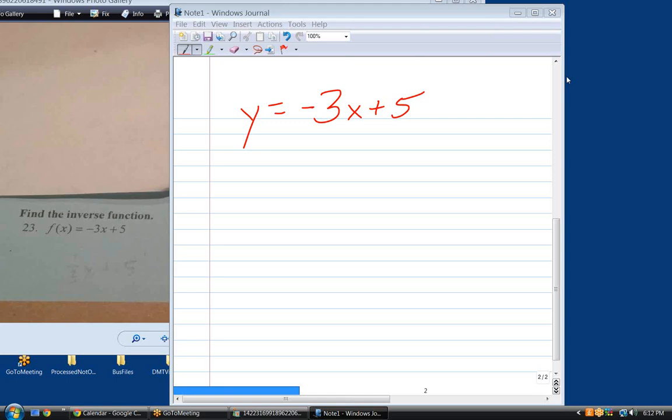X and Y. You switch the variables. That's step one. When I say switch the variables, it's just straightforward. Wherever X is, put a Y. Wherever Y is, put an X. What's step two? And solve for Y. That's it. All right.